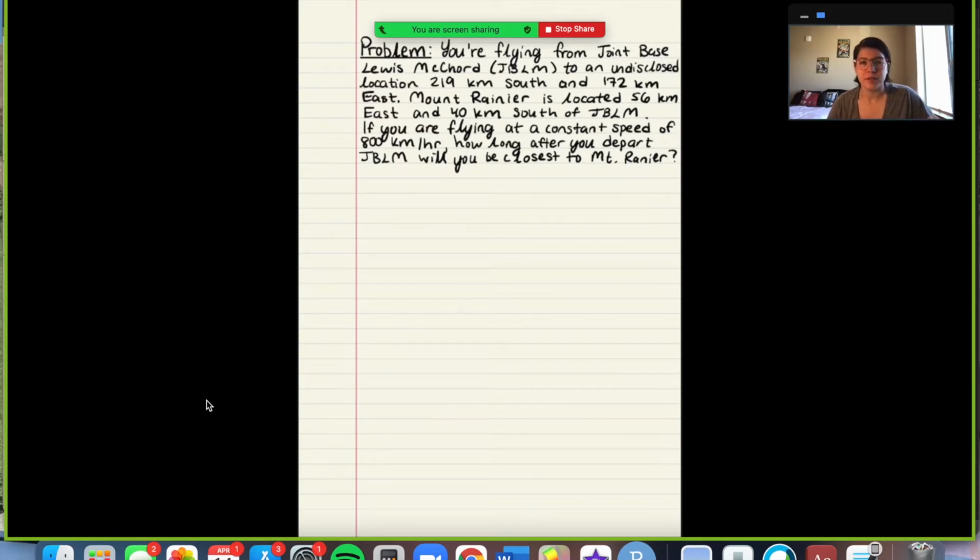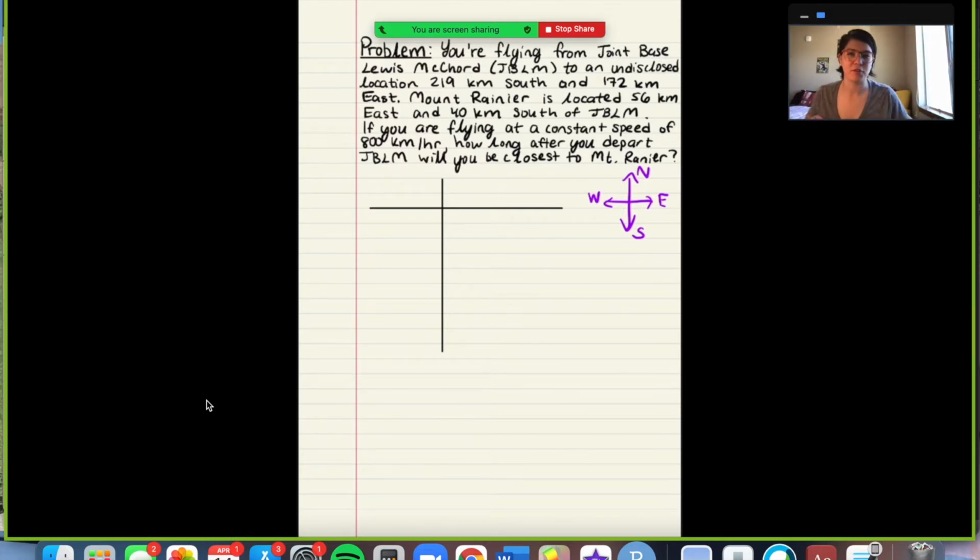So we're going to start with a picture. And we're going to think of it in terms of the coordinate plane. Imagine taking a map of Washington State and then putting the coordinate plane on it. So let's do that. And then we want to think in terms of our compass rose. So I'll put this in the corner. Northeast, southwest. Perfect. So that'll just help us reference the directions.